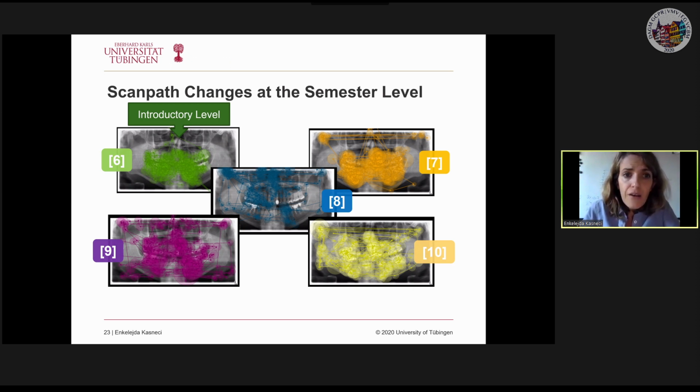And then after they receive the training in the 7th semester, the image coverage will increase. And so it does with the 8th semester. Here you see students in the 9th semester and 10th semester. This is where they exit the studies.